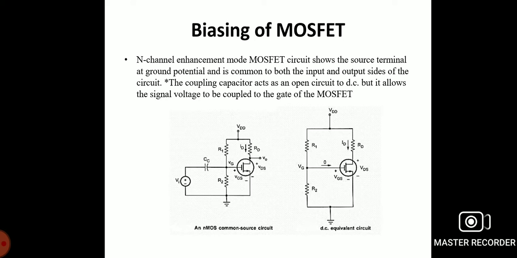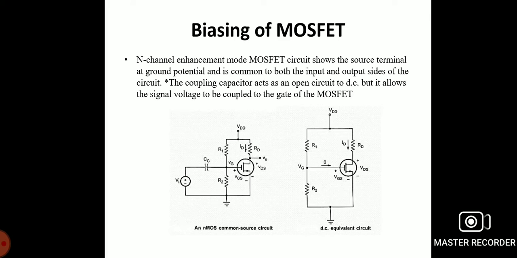Now we can move to another topic, biasing of MOSFET. There are various biasing configurations of MOSFET. It is one of the transistor family. It is used to improve the stability factor of the MOSFET configurations. Here the MOSFET has two different categories, that is the enhancement MOSFET and the depletion mode MOSFET. Here we take the N channel enhancement mode MOSFET.